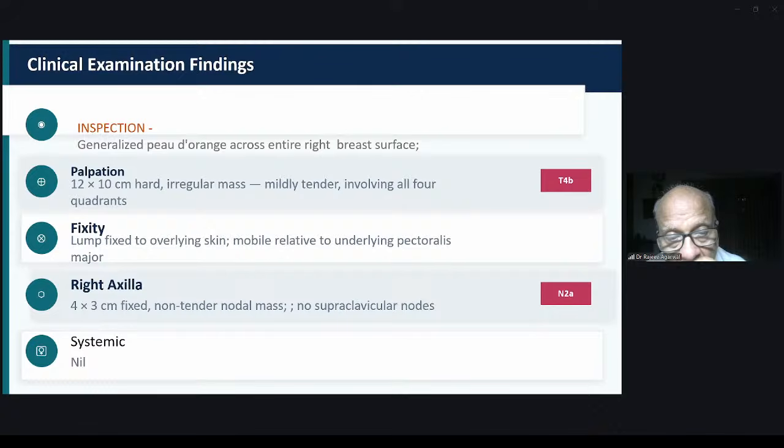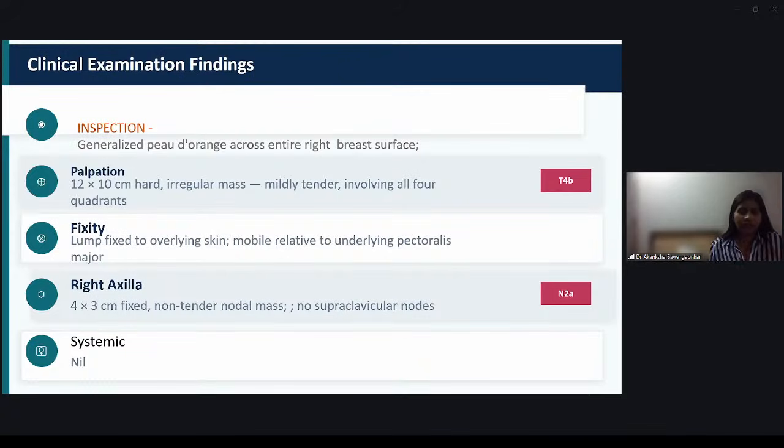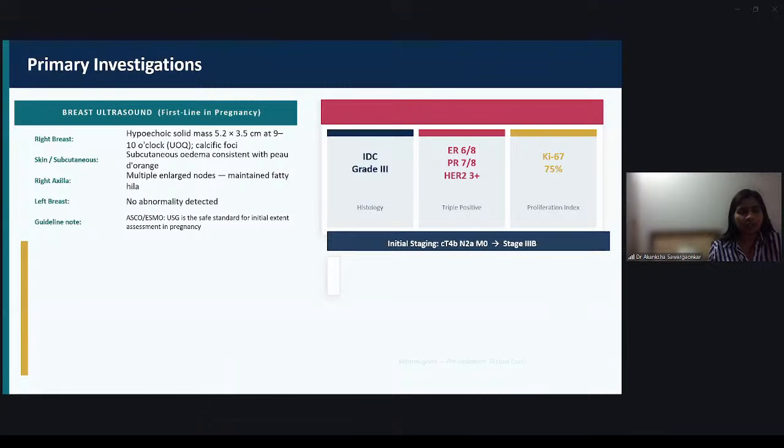On inspection, there was generalized peau d'orange across the entire right breast surface. On palpation, there was a 12 by 10 centimeter hard irregular mass, mildly tender, involving all 4 quadrants. The T stage was T4B. The lump was fixed to the overlying skin, and mobile relative to the underlying pectoralis major muscle. Right axillary status was a 4 by 3 centimeter fixed mass. It was non-tender and there were no supraclavicular nodes palpable. Systemically, there was nothing significant. Then we did a primary investigation as she was pregnant.